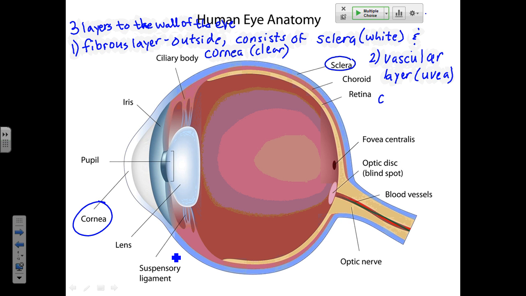The choroid, it contains blood vessels. Let's see, the choroid right here. The ciliary body. The ciliary body is right here, and then there are ligaments that attach to the lens. These are muscles that change the shape of the lens.